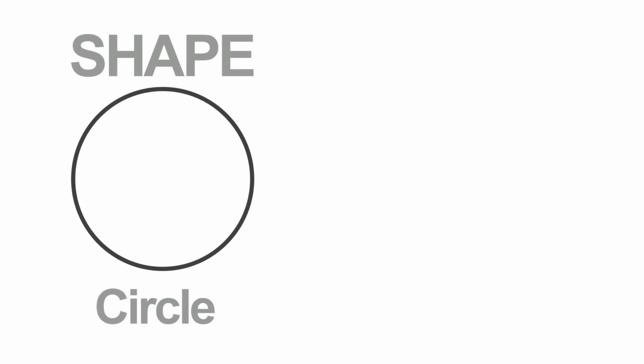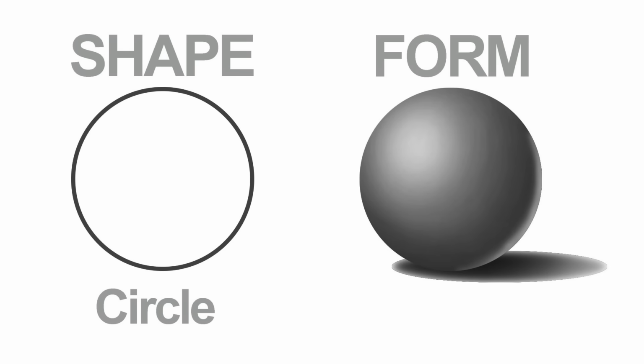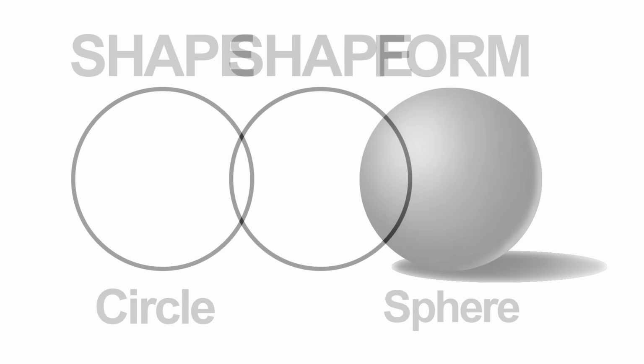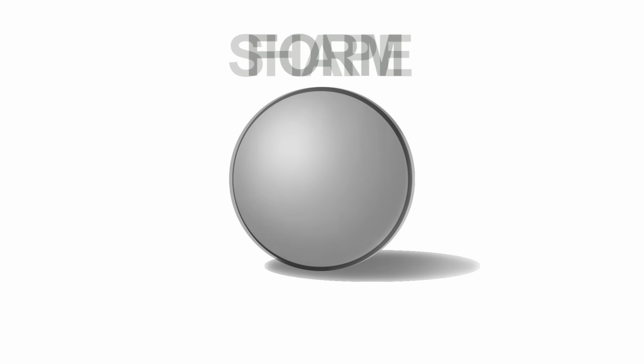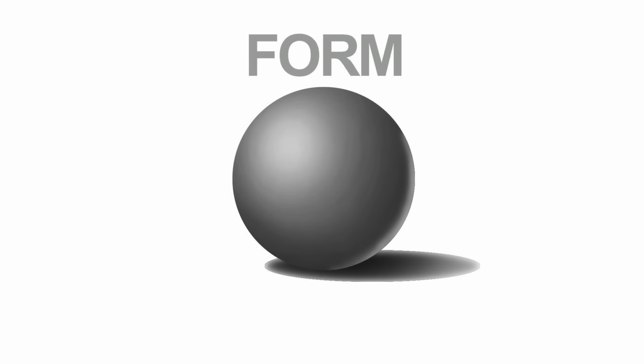A shape, of course, is a flat enclosed line. So if we take a line and close it up, we've created a shape, and in this case, we have a circle. But we want to create the illusion of form in our drawing. And of course, the form version of our shape here is a sphere. So how do we do that? Well, we start with a shape, and then by adding value or shading, we create the illusion of a form.